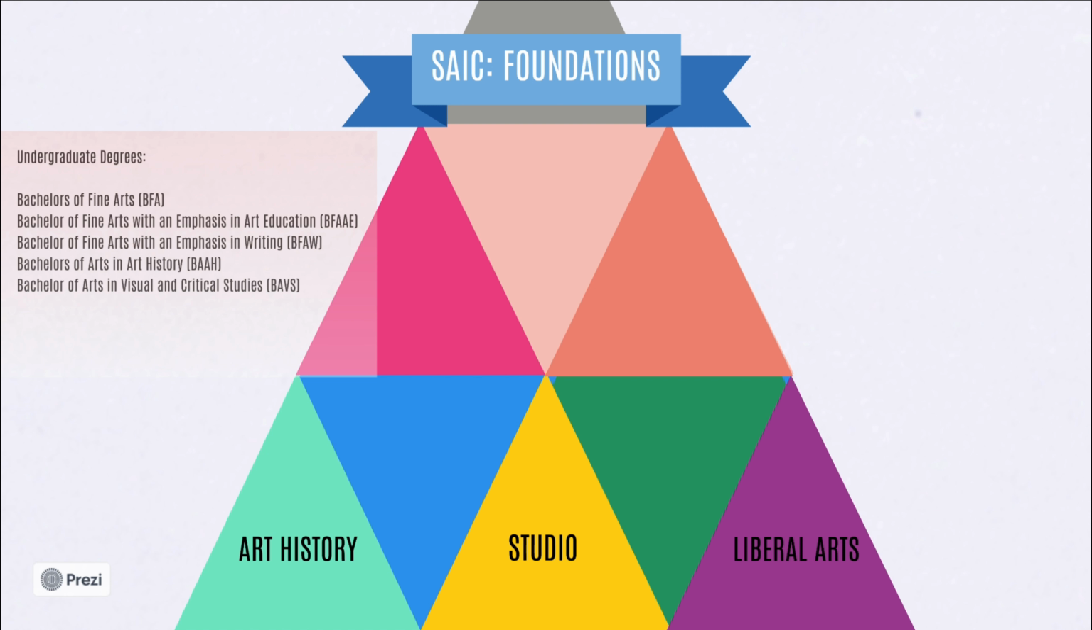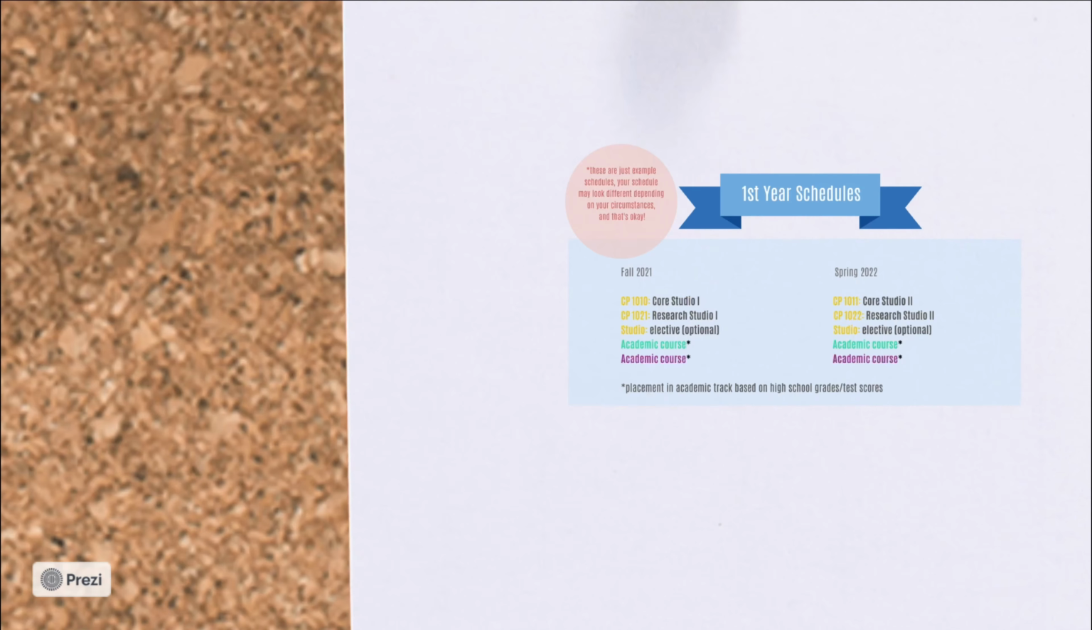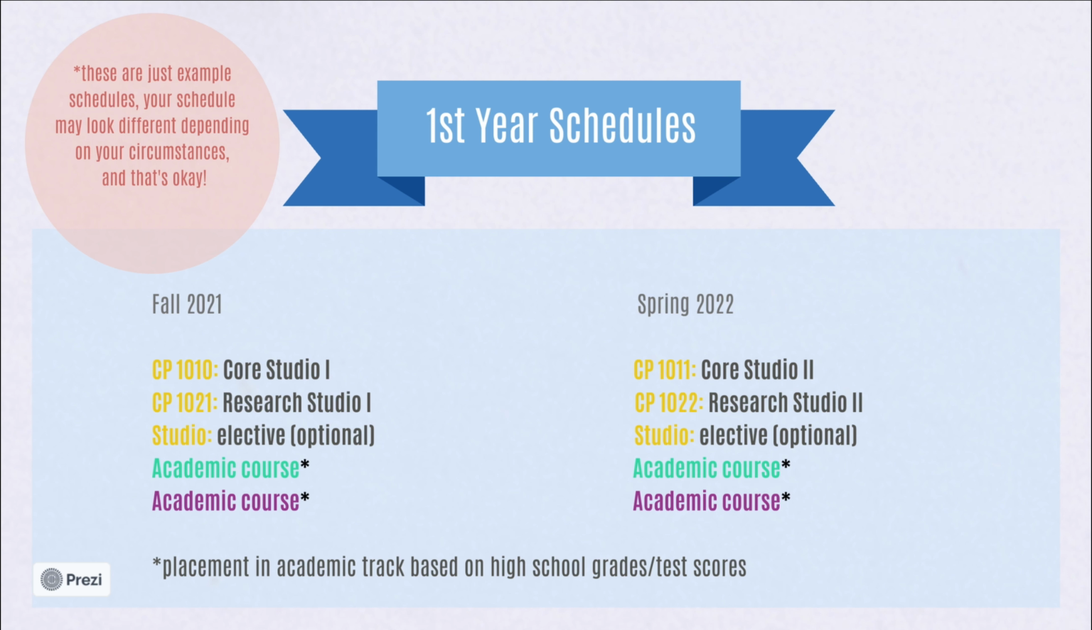All students are required to take some foundational classes and then can move on to define their own path through their areas of interest. Here are some examples of first-year schedules. In the first semester, you're required to take Core Studio 1 and Research Studio 1, and Core Studio 2 and Research Studio 2 in your second semester. Based on high school grades and test scores, you're also placed in 2 academic courses and can choose to be in an optional studio elective, such as ceramics, fashion, painting, drawing, etc.